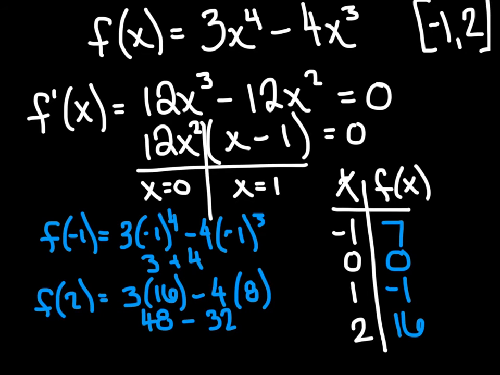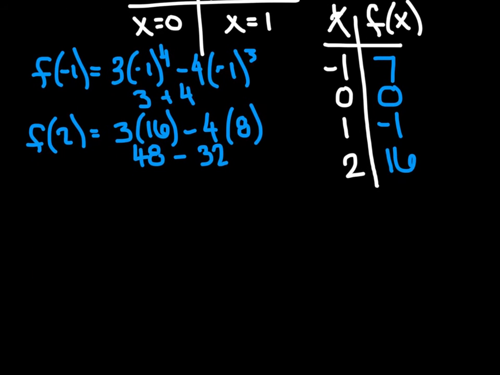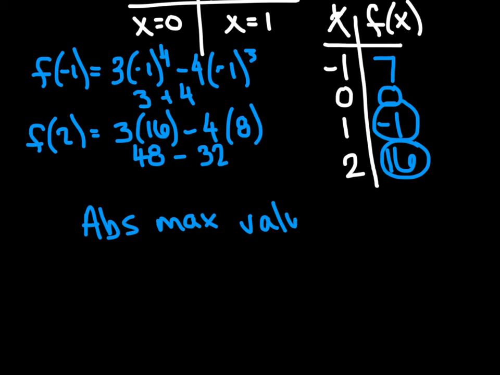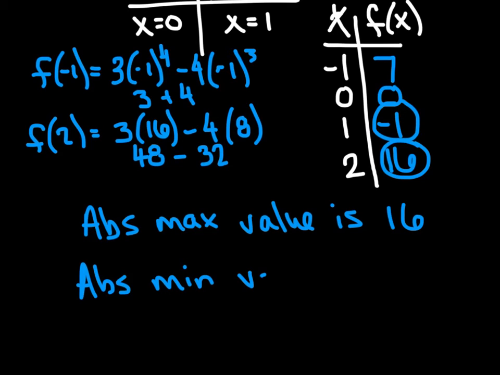All right, so what are we saying? We're basically saying, without actually physically graphing this function, that this would be the tallest point, and this one would be the lowest or the least. So my absolute maximum value is 16, and my absolute minimum value is negative 1.